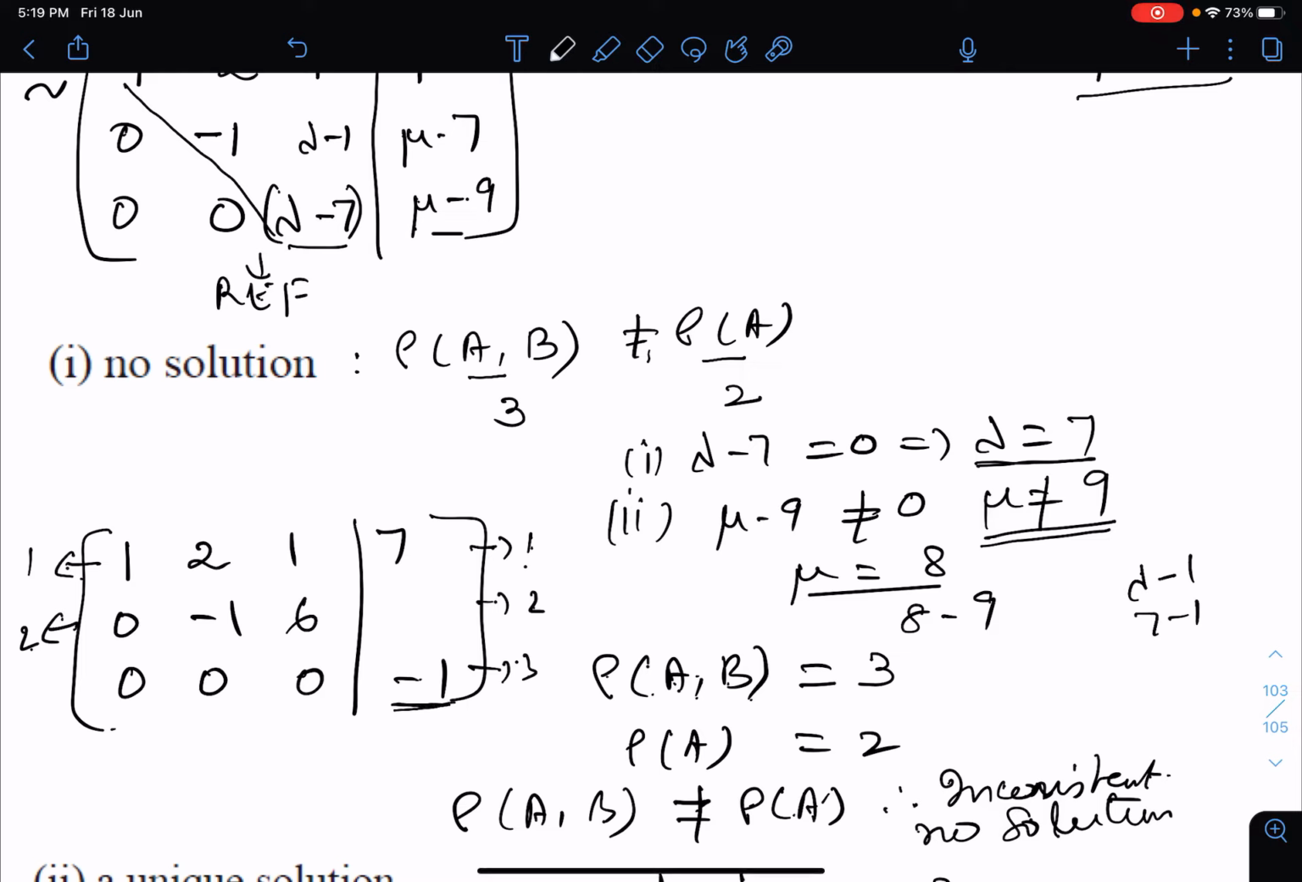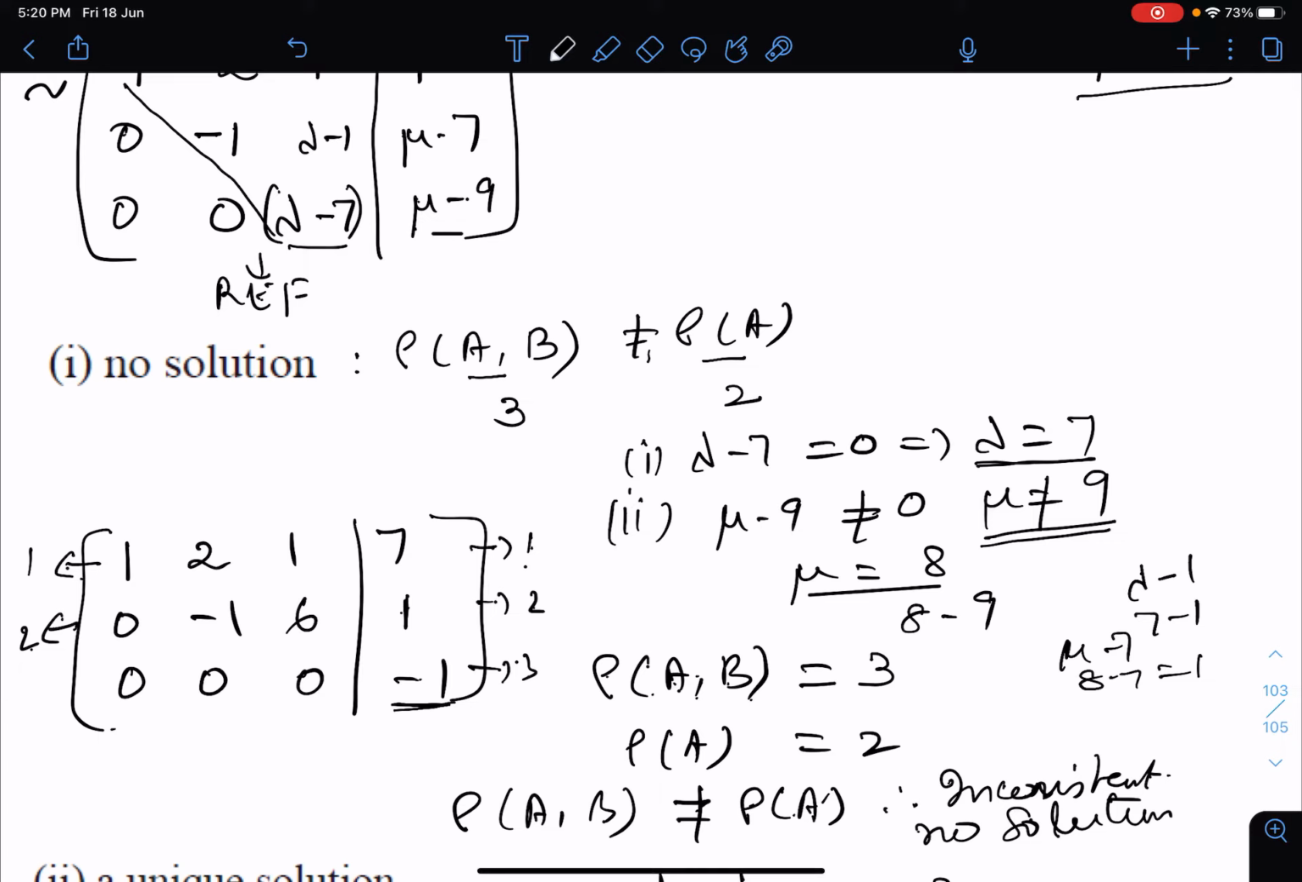So we should not take mu equal to 9. Other than 9, you can take any real number. I am taking mu equal to 8. So 8 minus 9 gives you minus 1, and here it is mu minus 7, so with mu taken as 8, 8 minus 7 is going to give you 1. So this is going to be 1. Okay, so these are our values.